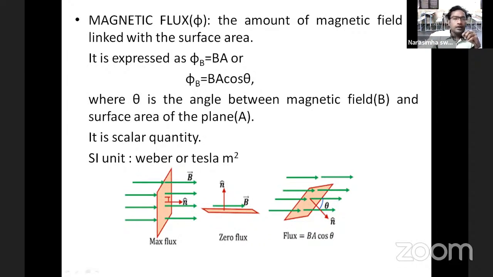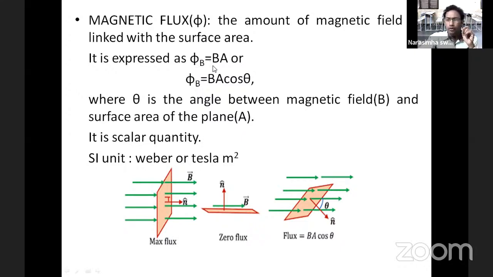It is expressed as phi suffix B, where phi is the flux and B indicates the magnetic field. In the electricity concept, we know that phi suffix E indicates electric flux. Here it is B, which means magnetic flux.